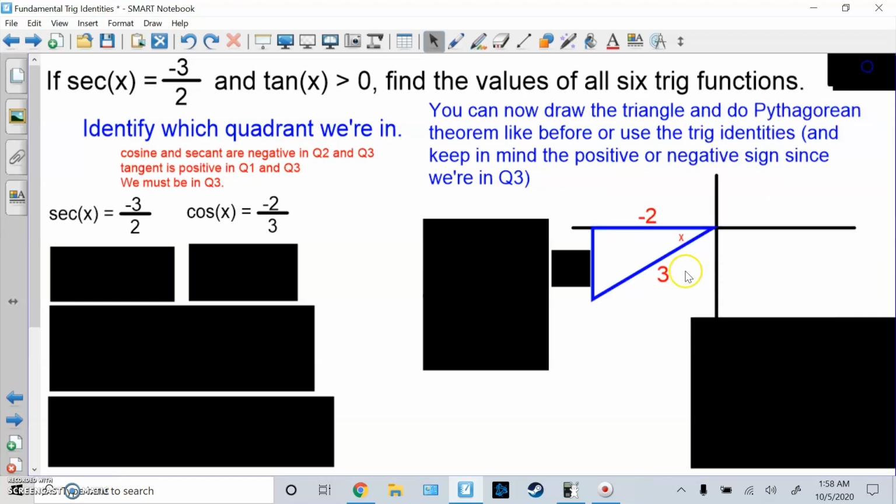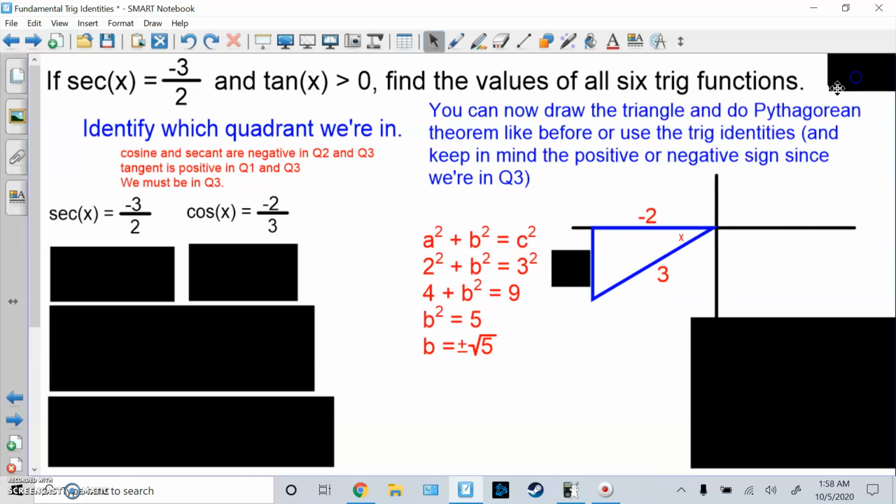So here's the picture. Quadrant 3, we're left 2, and then my hypotenuse is always positive. We need to find this. I did Pythagorean theorem right here. So 2 squared plus b squared is 3 squared, 4 plus b squared is 9. Subtract 4, b squared is 5. b goes plus or minus root 5.